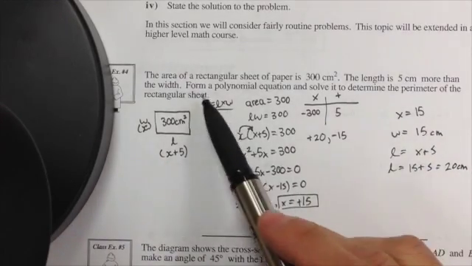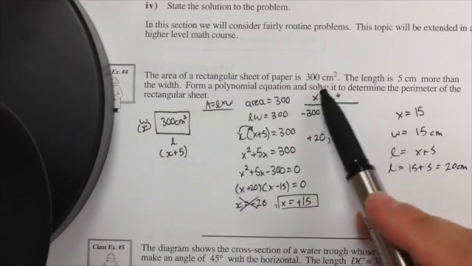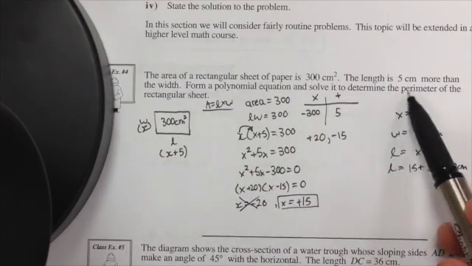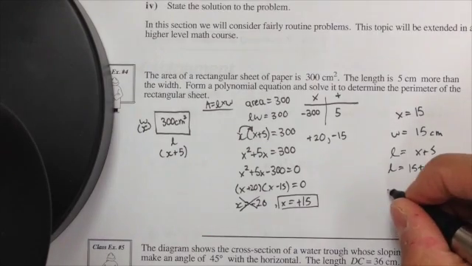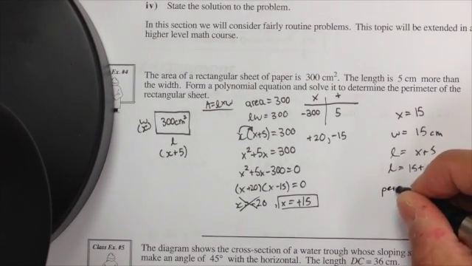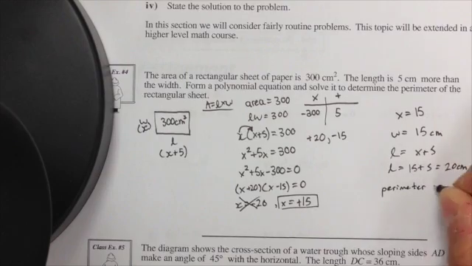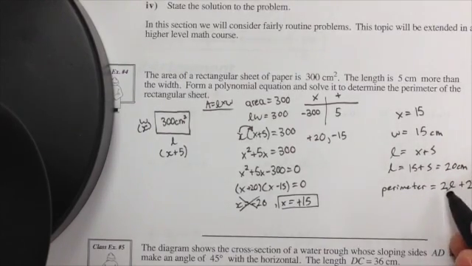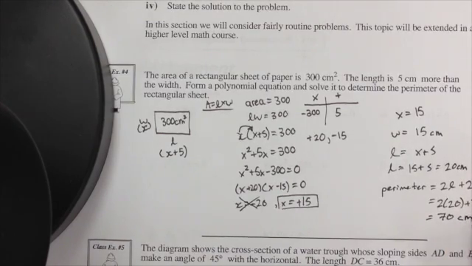Alright, and so the next thing we were supposed to do was, we formed the equation, but solve for the perimeter of the rectangular sheet. And so remember that our perimeter is going to be equal to 2 times the length plus 2 times the width, or length plus length plus width plus width. So that's going to be 2 times 20 plus 2 times 15. So 2 times 20 is going to be 40, plus 30 is going to give you 70 centimeters for your perimeter.